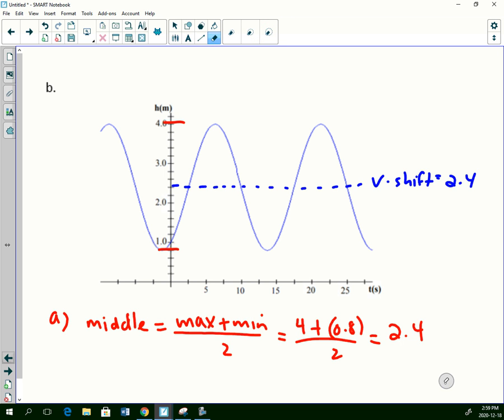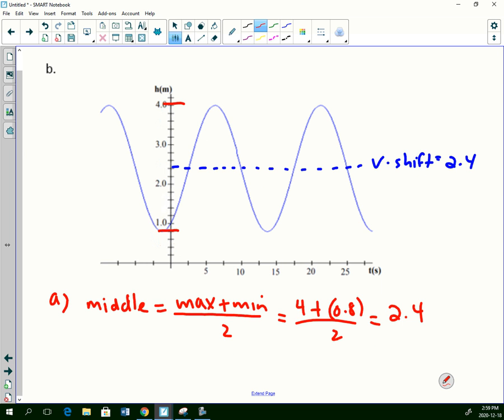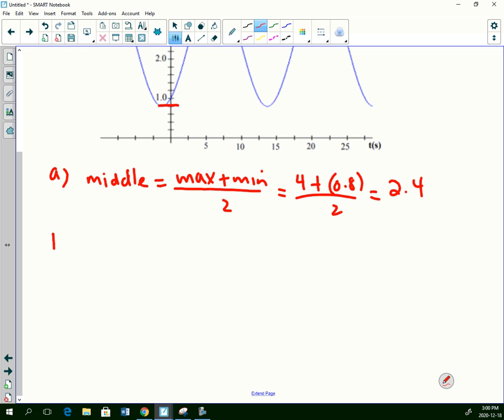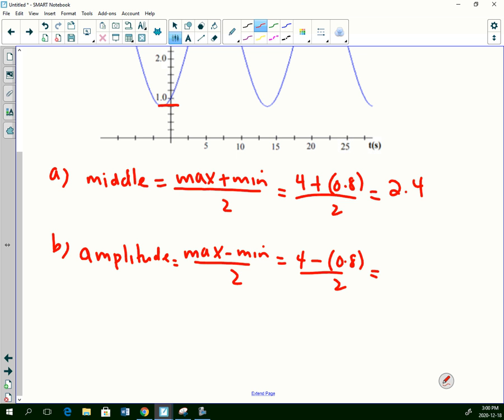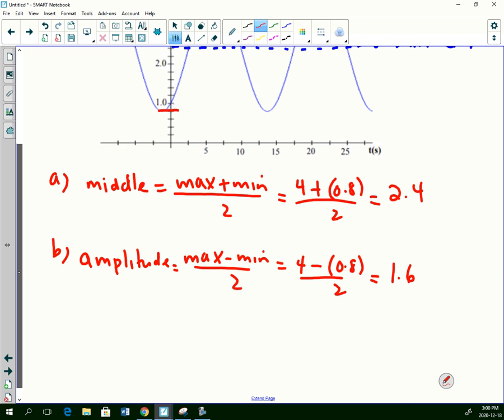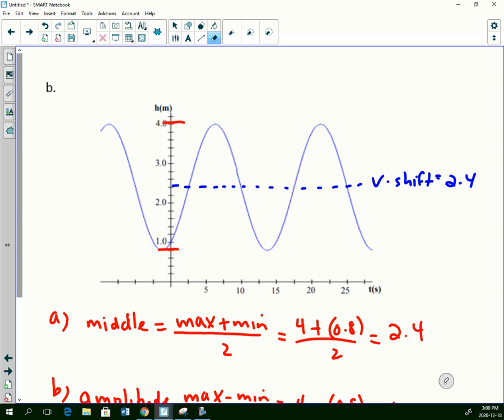Okay, then I'm going to find the amplitude, now that I know where the middle is. So the amplitude is the maximum minus the minimum divided by 2. So it'll be 4 minus 0.8 divided by 2. So what's that? 3.2 divided by 2 is 1.6. So that's my amplitude. Okay, so this vertical distance is 1.6.